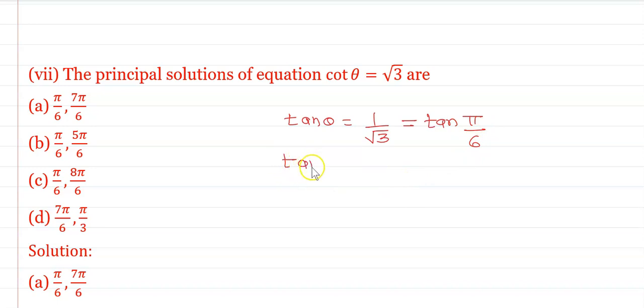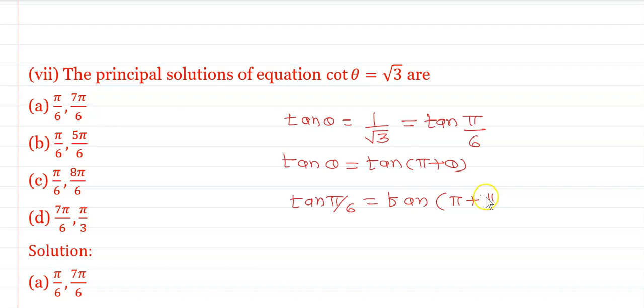Again, there is one more formula. What is that formula? That is, tan theta is equal to tan of pi plus theta. Replace here theta by pi by 6, means what? Tan of pi by 6 is equal to tan of pi plus pi by 6. And if we simplify this, then you will get tan of 7 pi by 6. Okay, and hence the answers are pi by 6 and 7 pi by 6. Therefore, option A is the correct one. Now the next.